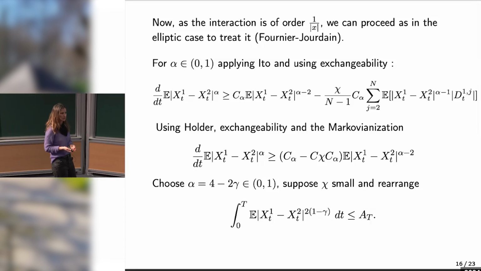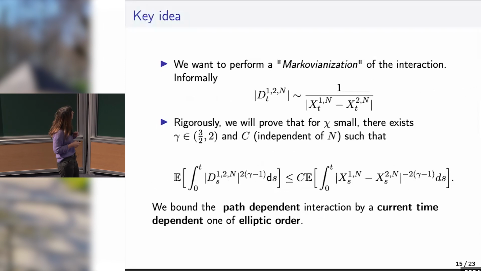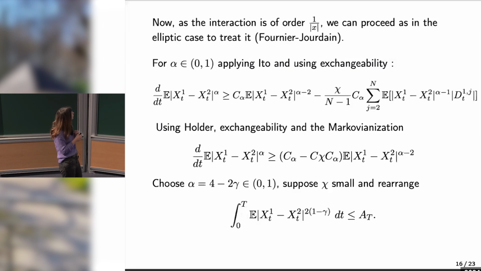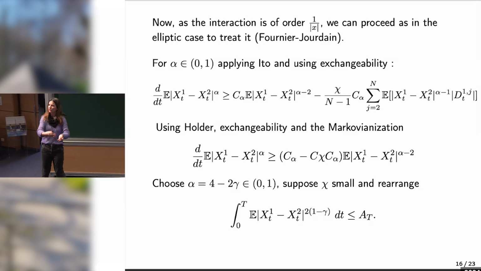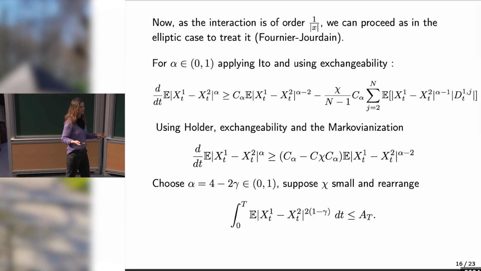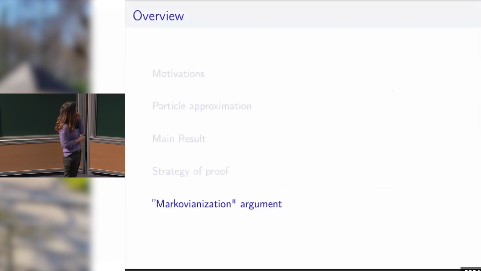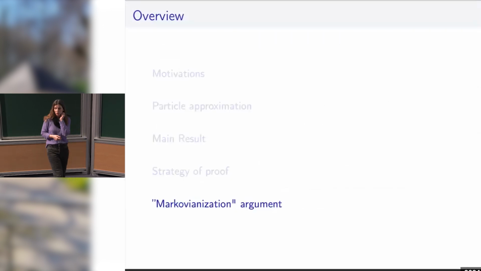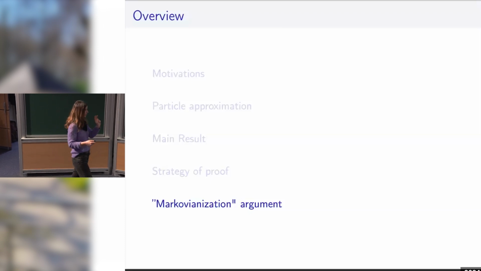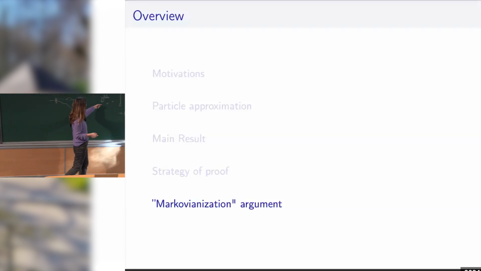What's important is that if I knew how to do this, I would be able to repeat the parabolic-elliptic arguments, and every time I'm dealing with the path-dependent interaction, I use my estimates and then repeat their techniques. So more or less, Markovianization is the key. The rest then goes smoothly. So how to perform this Markovianization? That's the only thing I would really like to explain.